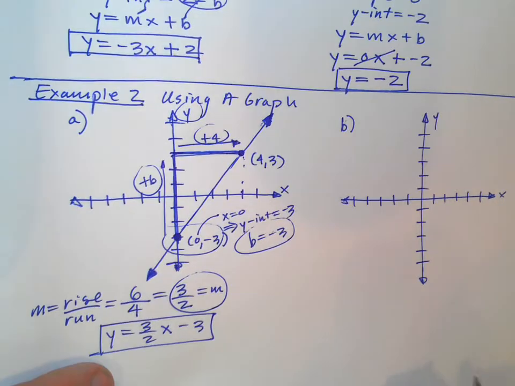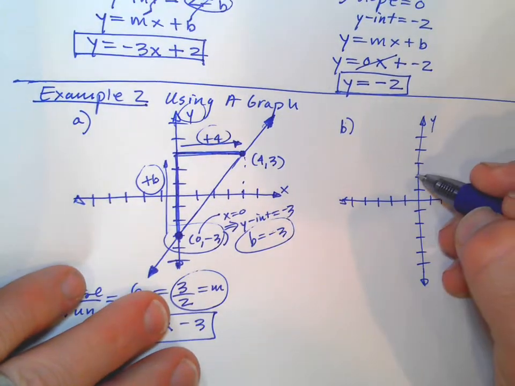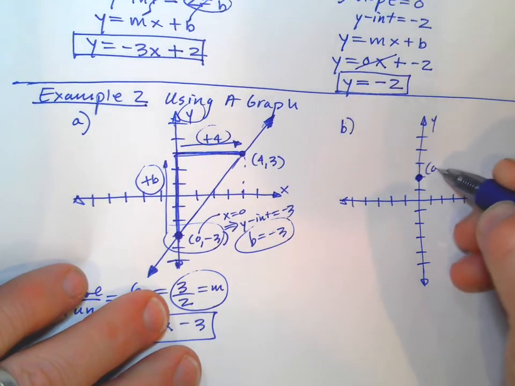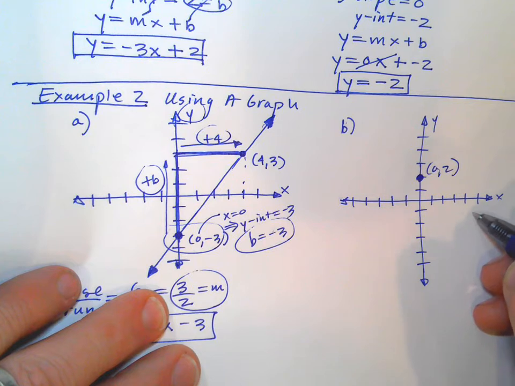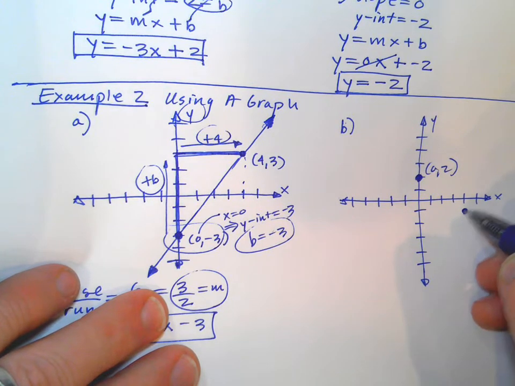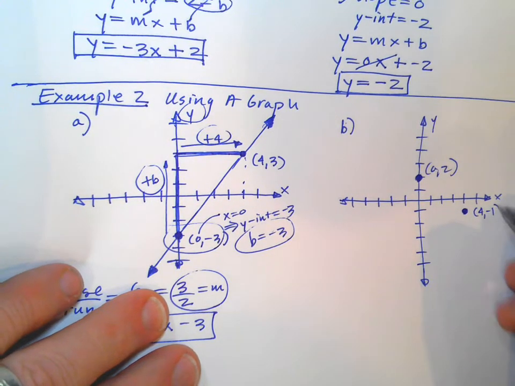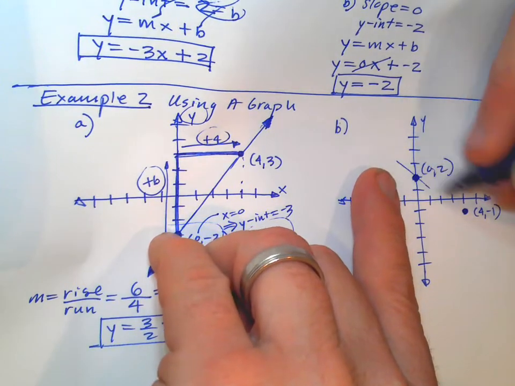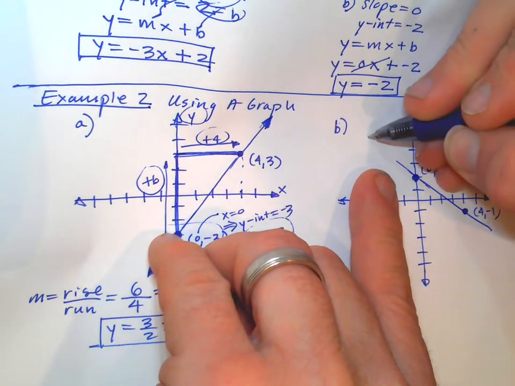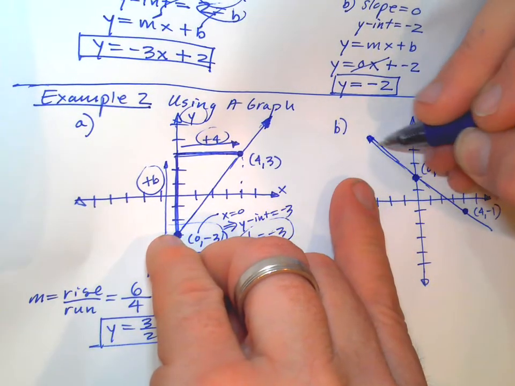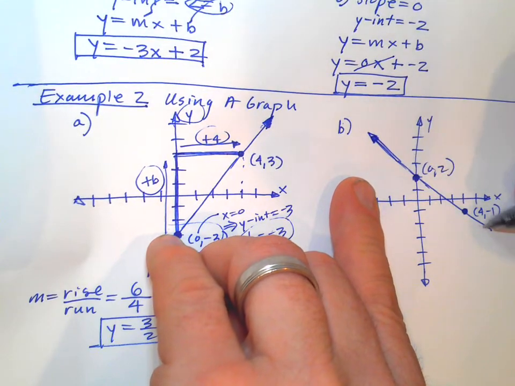And I'll give you a couple dots. So we'll say there's one here at (0, 2). And then we'll say there's one at (4, -1). And they're going to be connected with a straight line. You can use a ruler. I'm pretty good at drawing straight lines by hand.